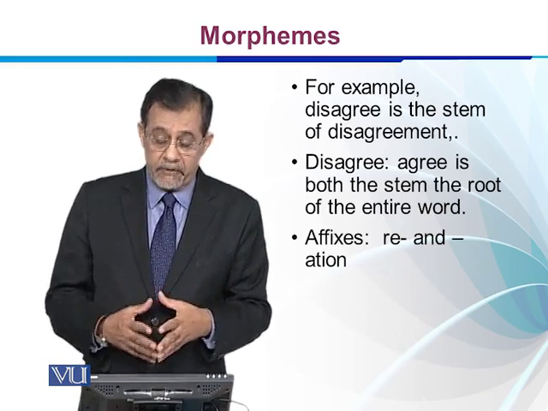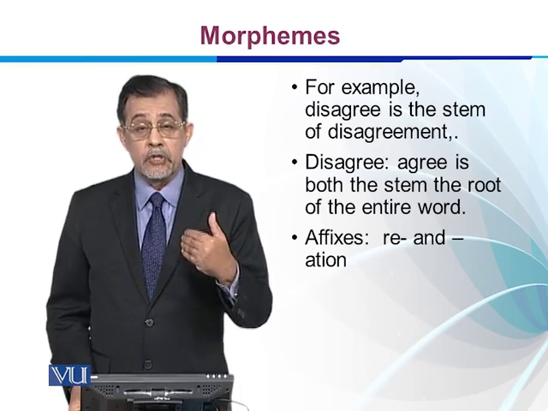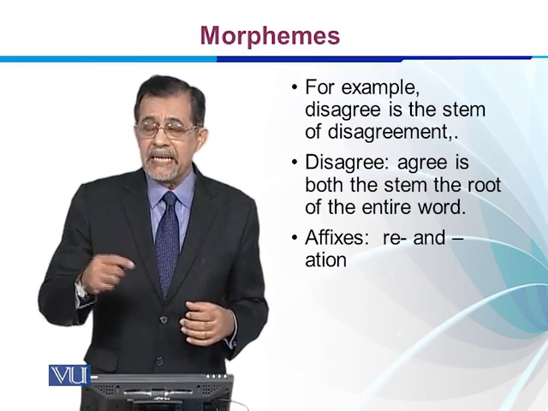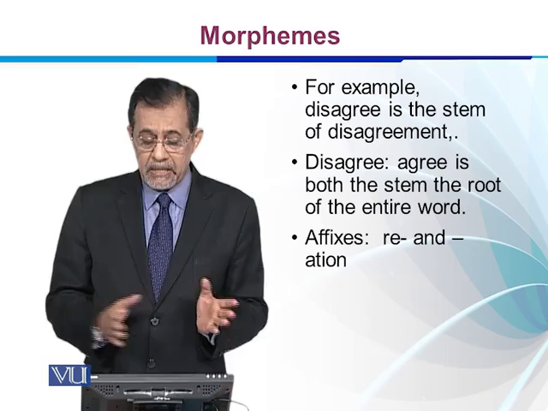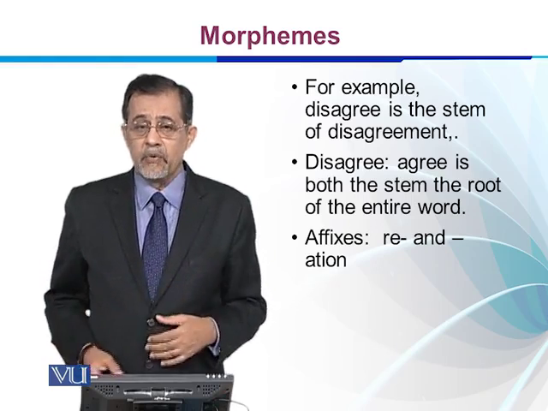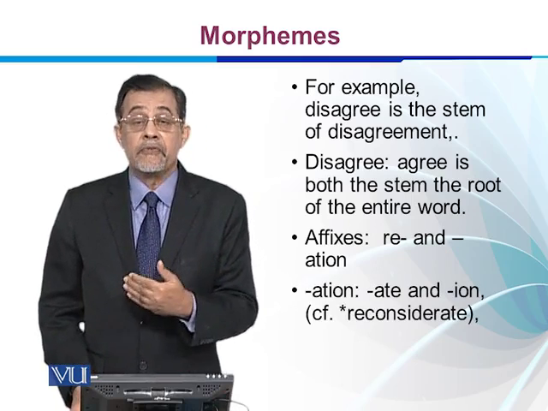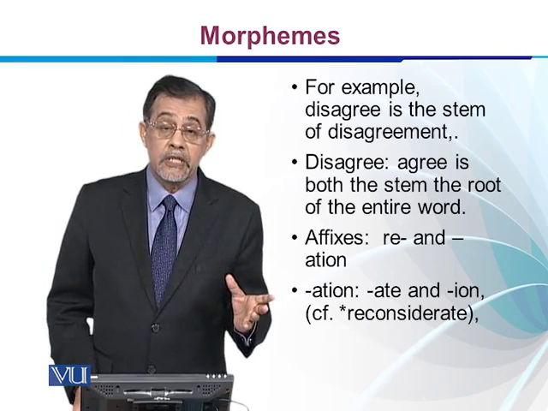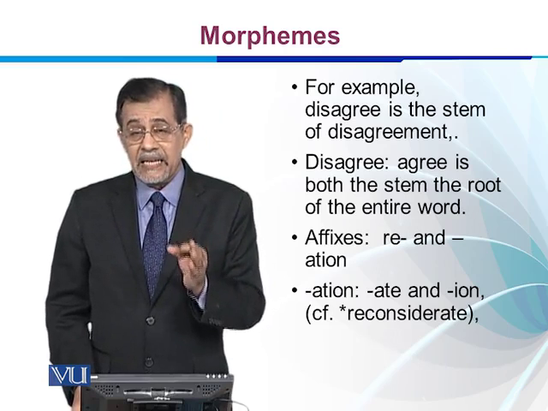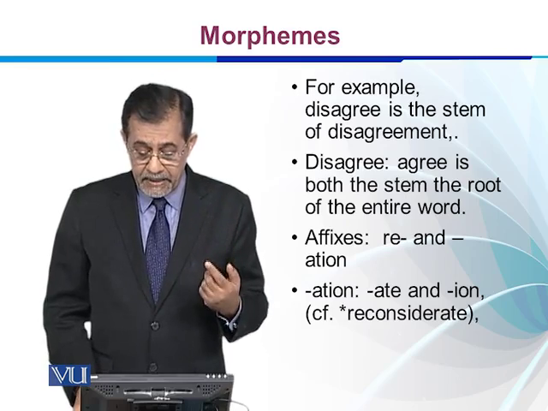Let's take the other two affixes, re and ation. Re obviously is a prefix and is attached to verbs. And ation, why not say at and ion? We differentiated them, because we cannot make a word like reconsiderat, because it is not a verb. So we'll have to take ation as a single morpheme, right?